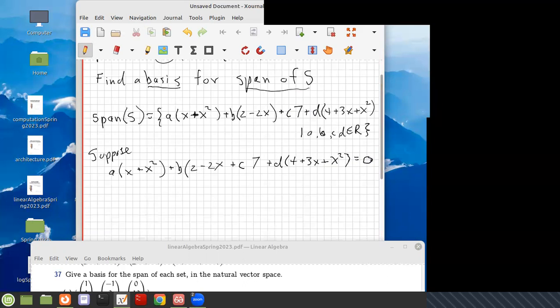In this context, it's the 0 polynomial. It's really 0 plus 0 times x plus 0 times x squared. This equality means that these are the same polynomials. So we want to collect terms for the constant term, for x, and for x squared, and then each one of those coefficients is 0.